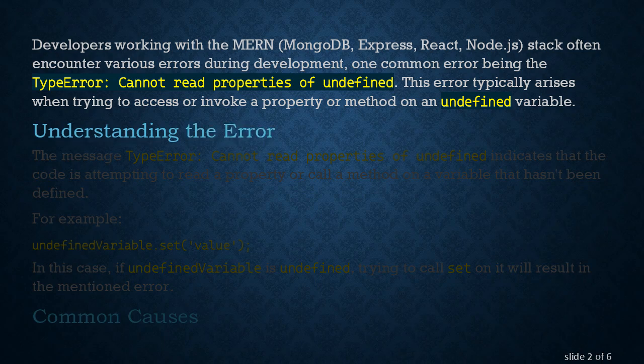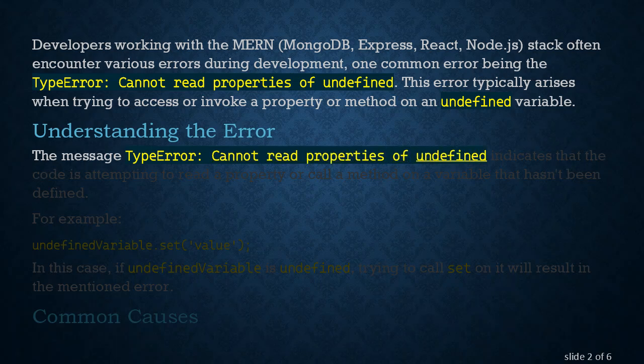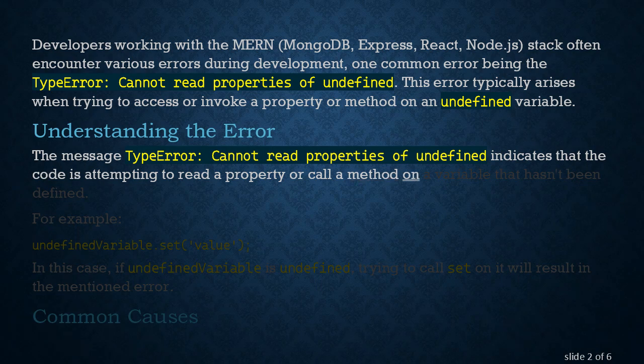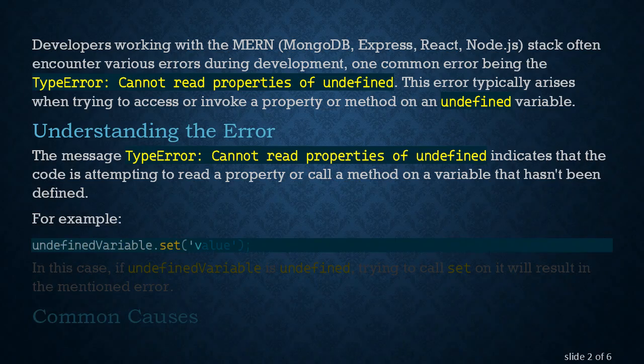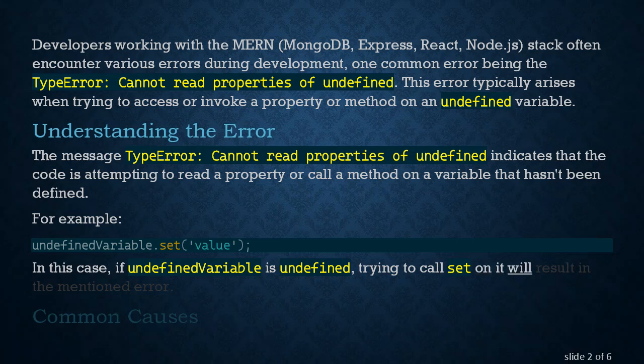Understanding the error. The message type error, cannot read properties of undefined indicates that the code is attempting to read a property or call a method on a variable that hasn't been defined. For example, in this case, if undefined variable is undefined, trying to call set on it will result in the mentioned error.